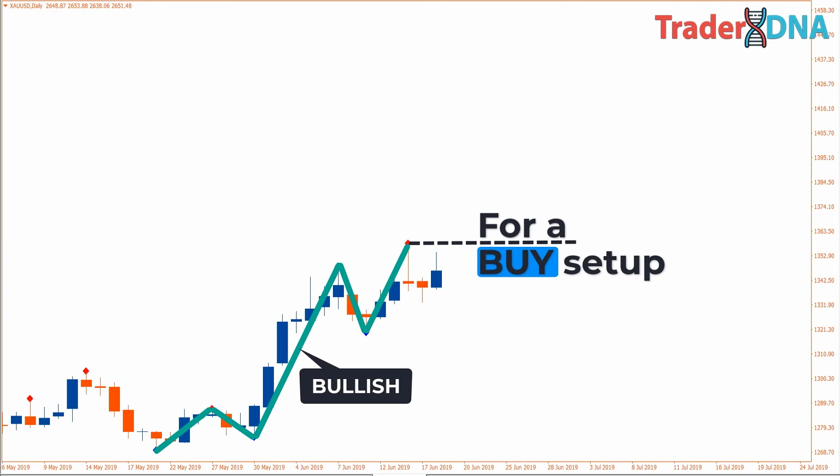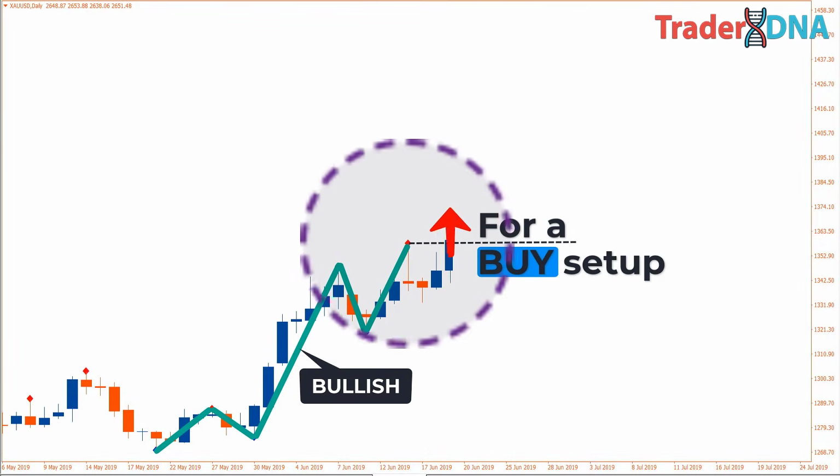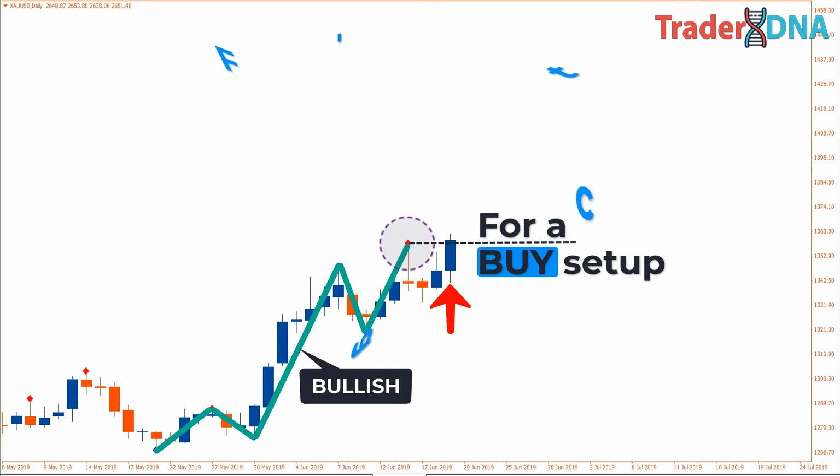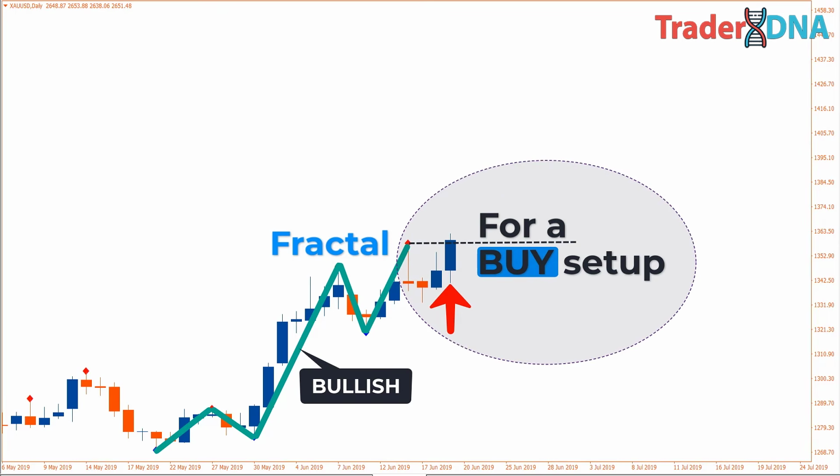For a buy setup, we wait until the price closes above the high of the candle where the fractal arrow showed up. That's when we know the market has real momentum and not just a random flicker of movement. This one simple filter, waiting for the breakout to actually happen, helps you avoid fake outs, bad entries and emotional trades.